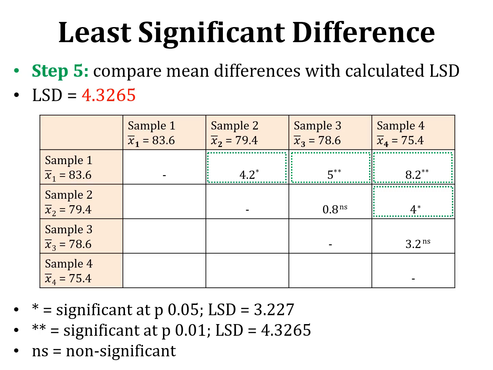Then our fourth sample, which we need to compare at this step, has a difference of 4, and this is less than 4.3265, which is LSD at 0.01. So therefore we are not going to change it. We're not going to add any asterisk over here, and this is going to remain as such. So now we are left with two samples which are highly significant, and our further analysis will be made only on these two pairs, right?